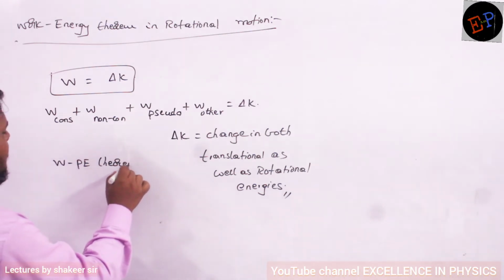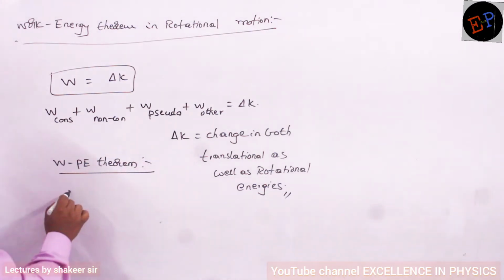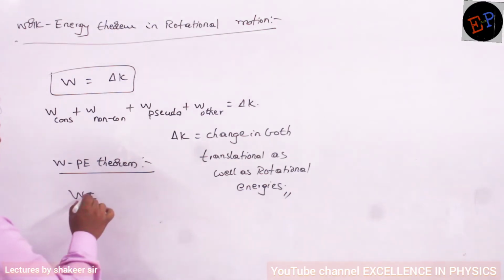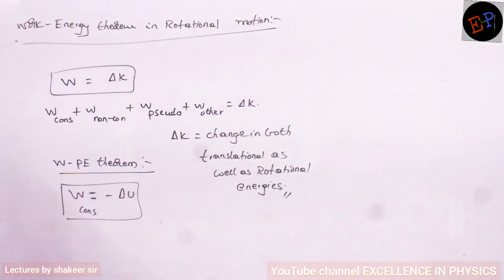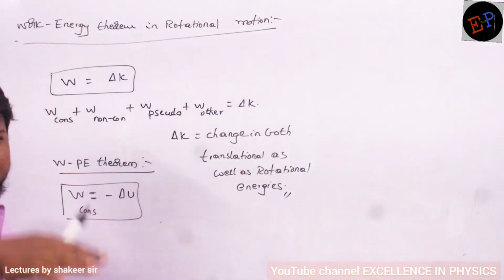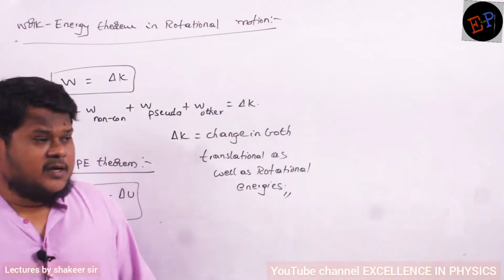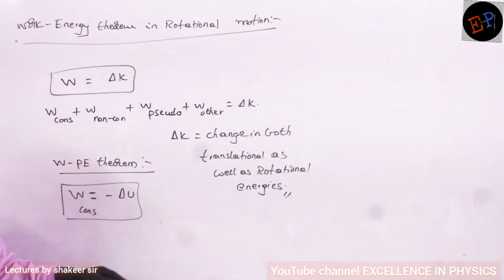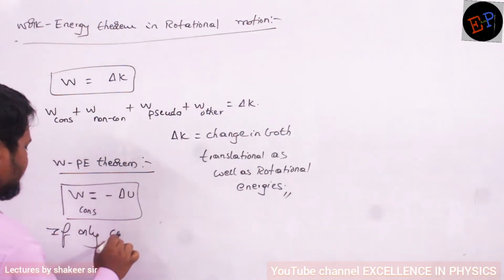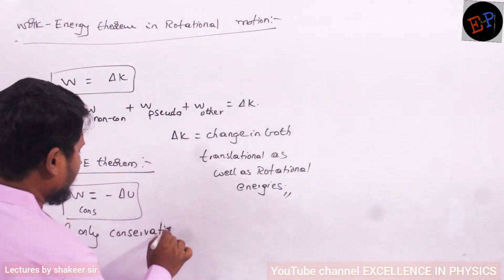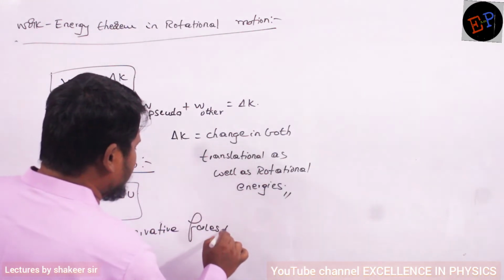So then we have studied the work potential energy theorem also. What is the work potential energy theorem? Work done by conservative forces is equal to negative of change in potential energy. Do you remember this one? If conservative forces do positive work, then the potential energy of the body decreases. We studied this already. If conservative forces do negative work, then the potential energy of the body increases. We studied this in the work-energy theorem, the same concept we are using here also. Okay? So therefore, if only conservative forces are acting.